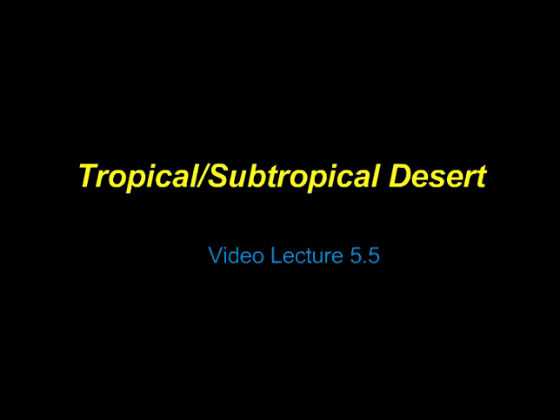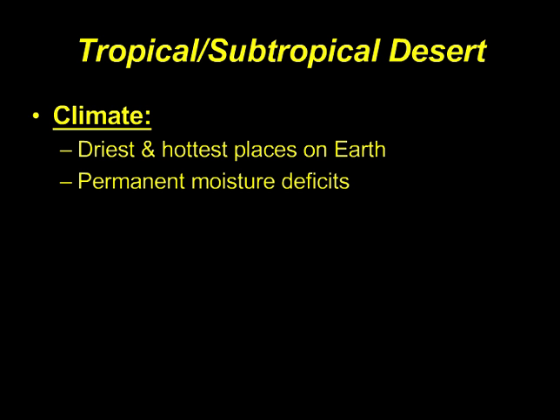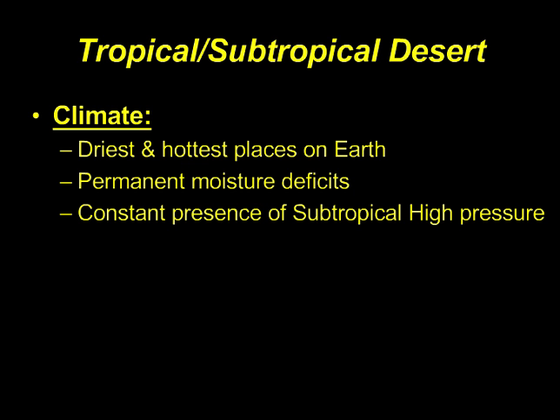Video Lecture 5.5, the Tropical Subtropical Desert. Of all the climate regions we'll be looking at, this is going to be one of the driest, but also the hottest place that we'll look at. Key to understanding it is that it has permanent moisture deficits, which is a fancy way to say that there's always a drought here.